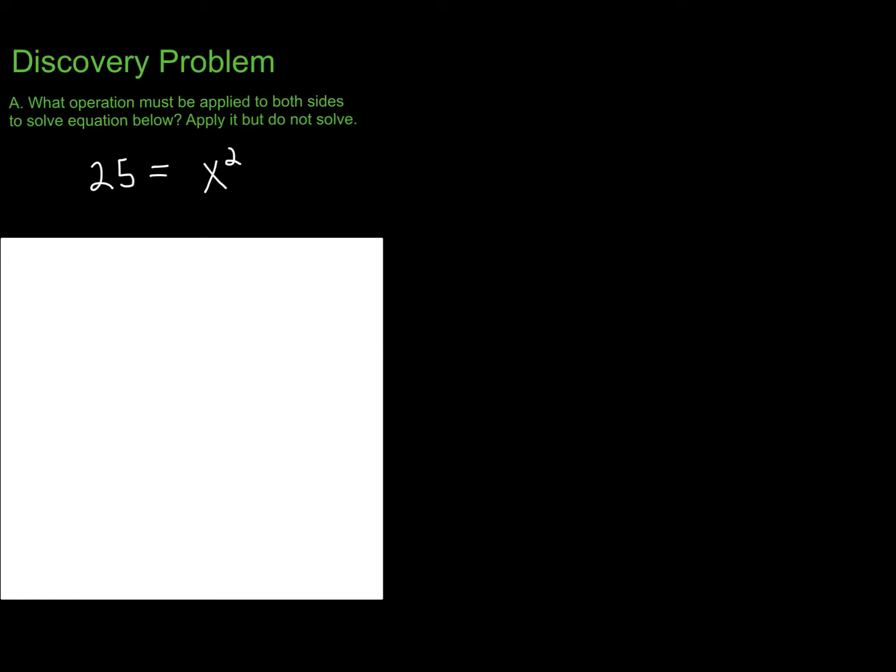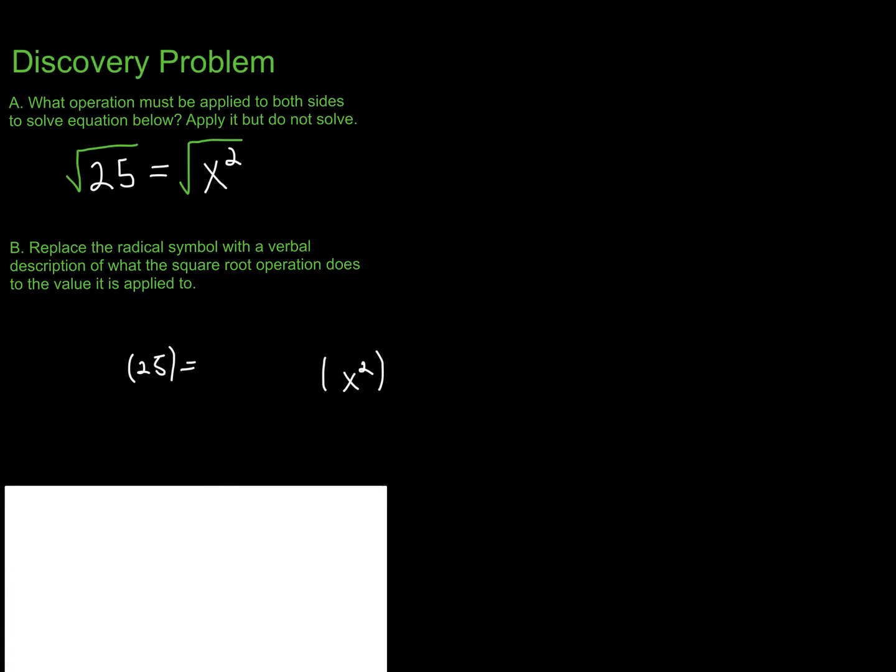What operation must be applied to both sides to solve this equation below? Apply that operation, but do not solve. So the operation, of course, is taking the square root of both sides. So that will look like this. This is the radical symbol, taking the square root of both sides. Okay, let's move on to the second portion.